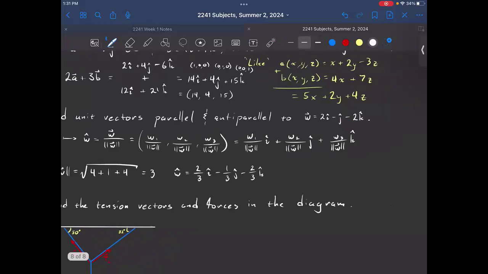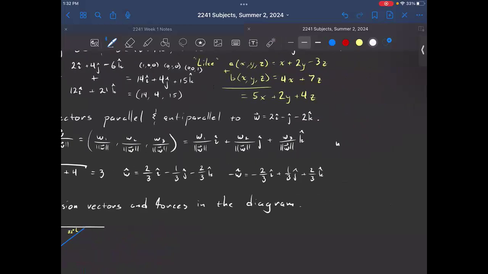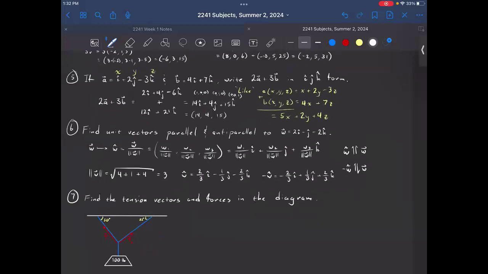There's our unit vector. And then if we want an anti-parallel vector, we can just flip this vector around. We want an anti-parallel unit vector, so minus 2/3 i plus 1/3 j plus 2/3 k. All right, and so now we can say that W hat is parallel to W, and minus W hat is anti-parallel to W. So we're done. All right.